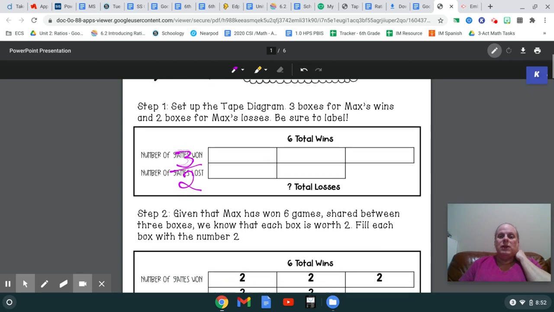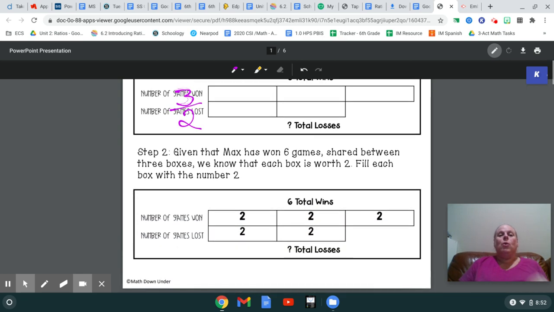So, since we know he has 6 wins, we can divide that 6 among the 3 boxes. So we'll have 2, 2, 2. Remember, all the boxes have the same amount in them. So if we're going to put the 2's up here in the top, right here is a 2 and a 2 and a 2. That is the number of games that he won, 2, 4, 6.